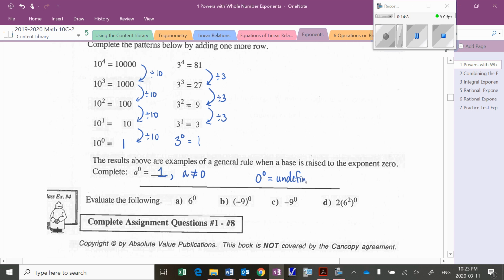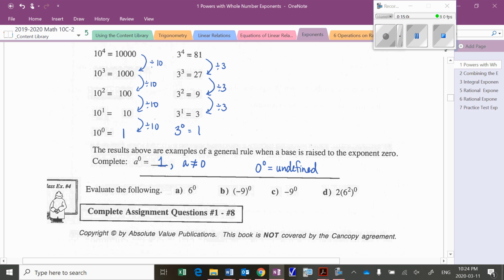And the reason for that is that developing the exponent 0 has to come from this division piece. So there's no way to actually expand and show an exponent 0 as repeated multiplication. The only way to get there is through a pattern, and every pattern involves some kind of division, and the one thing we cannot divide by is 0. So 0 to the 0 is undefined.